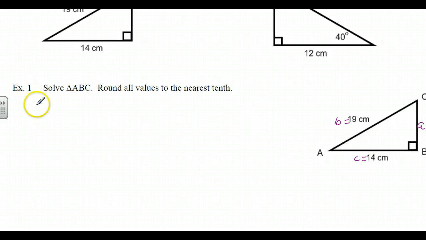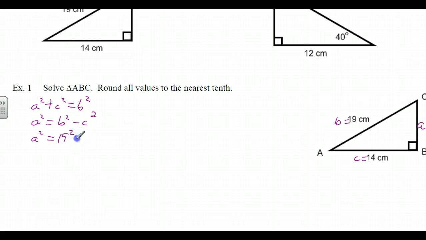In this triangle, we know that a squared plus c squared is equal to b squared. We know b, it's a we want to find, so a little bit of rearrangement. b squared minus c squared. Let's fill in values. a squared is equal to, we know b, so 19 squared minus 14 squared.